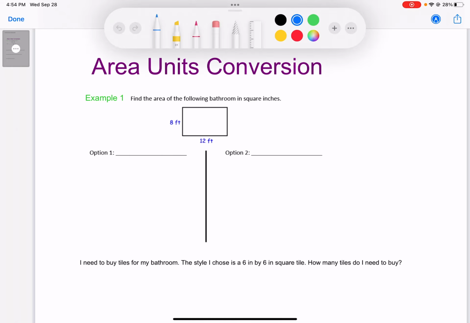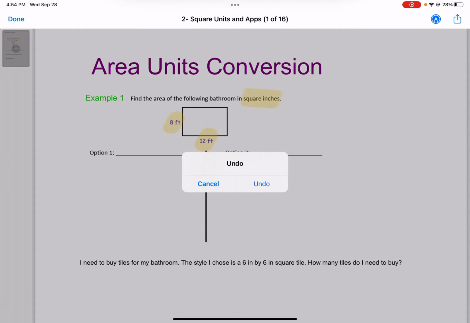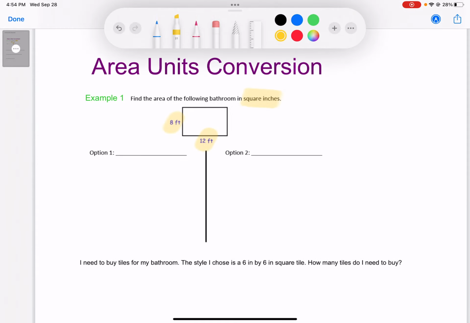So, we're just going to continue working on unit conversion, but this time we're going to incorporate some real world applications. Here's our first example. We want to find the area of this bathroom in square inches, even though we are given dimensions in feet. There are two ways to complete this problem, and I want to show you both methods.